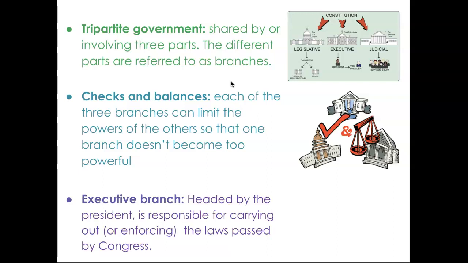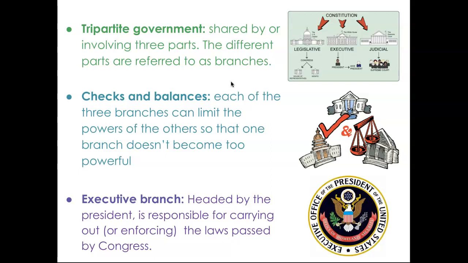Okay, then our first branch, or one of the branches, is the executive branch. This is headed by the president. He is responsible for carrying out or enforcing the laws that are passed by Congress, right? So this is the president's seal. We know that a president serves a term of 4 years. They can serve up to 2 terms. They're also in charge of the military, right? But they're responsible for making sure that laws are being enforced, right? That they're being carried out in our country. Okay, so that would be that one.